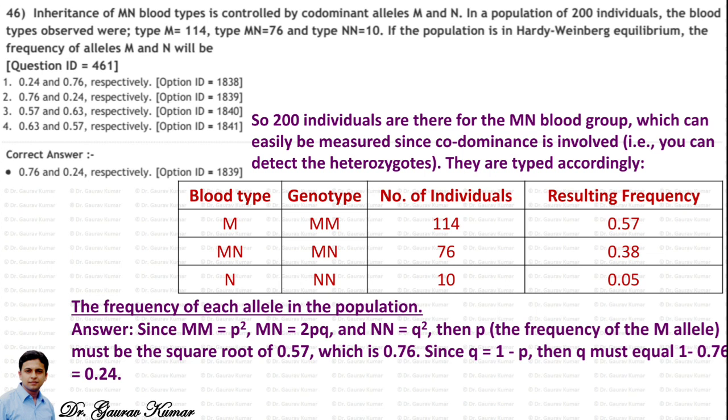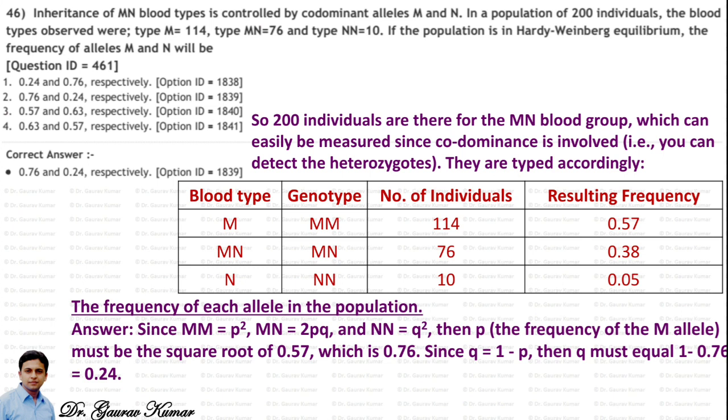We know that 200 individuals are there for the MN blood group, which can be easily measured since codominance is involved. That is, you can detect the heterozygous also in this, so they are typed accordingly. You can just draw this kind of table for any such question. In this, the first column has the blood type, the second the genotype, and the third the number of individuals. The number of individuals divided by the total number of individuals gives you the resulting frequency.